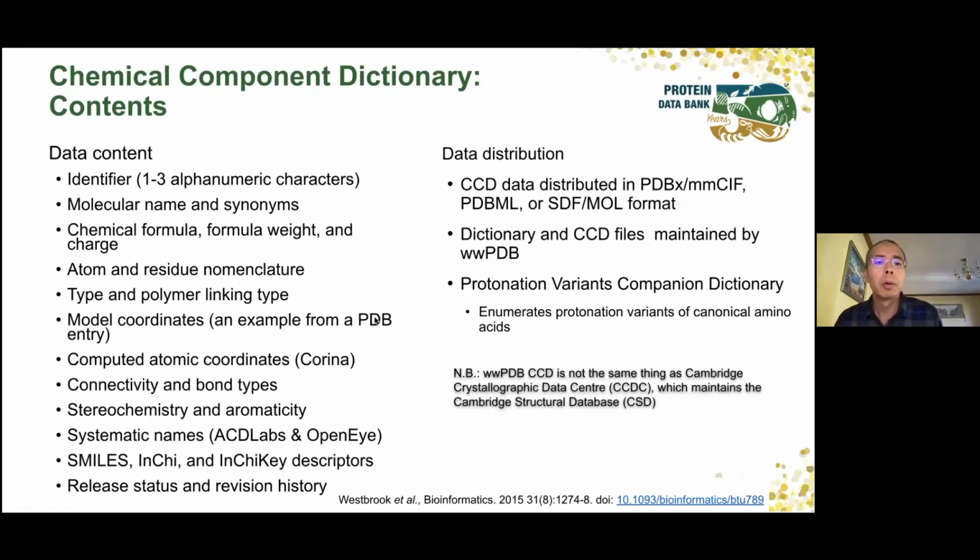The PDB chemical component dictionary contains rich data content, and I will list some examples here. Each unique component molecule is identified with a one, two, or three alphanumeric letter code, together with the name and synonyms. Each definition contains the list of atoms, with each atom uniquely labeled together with their bonds. We also include information such as the model coordinates from the representing PDB entry and SMILES and InChI descriptors, which I will show in an example in the next slide.